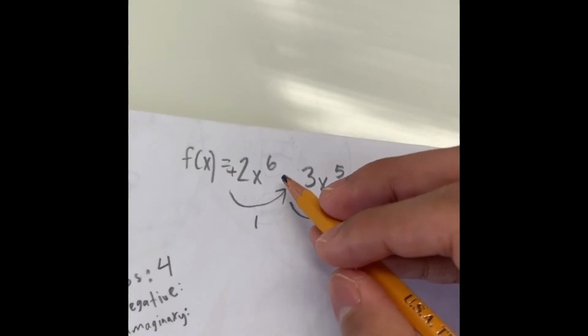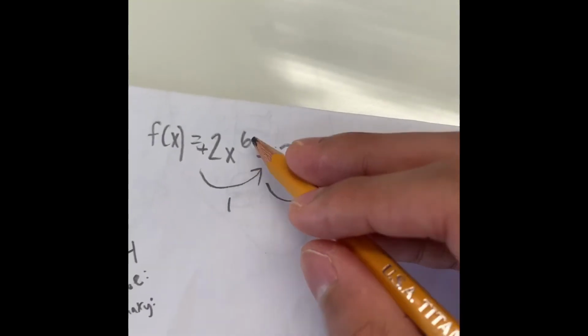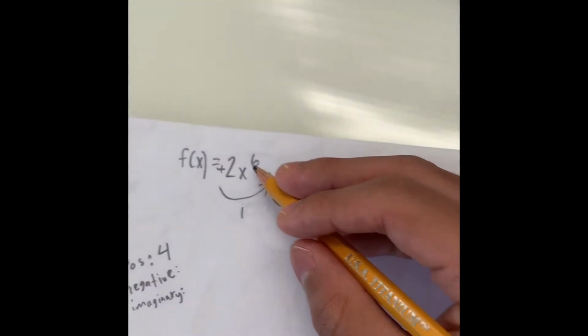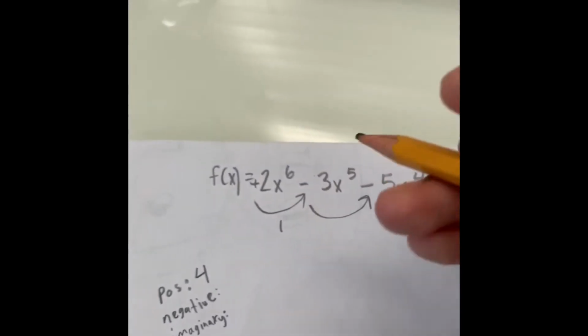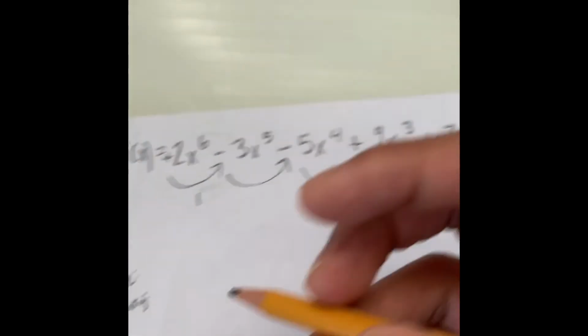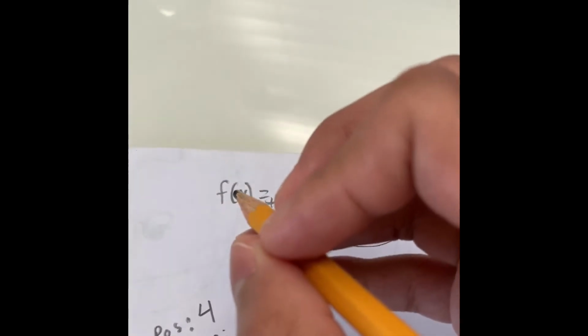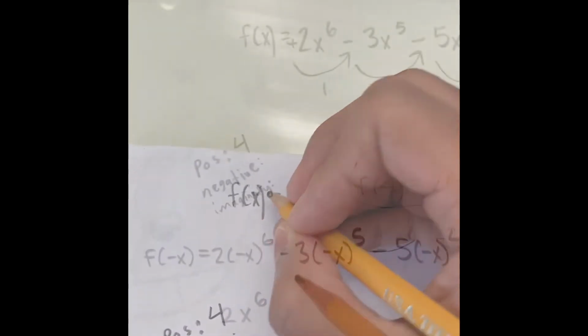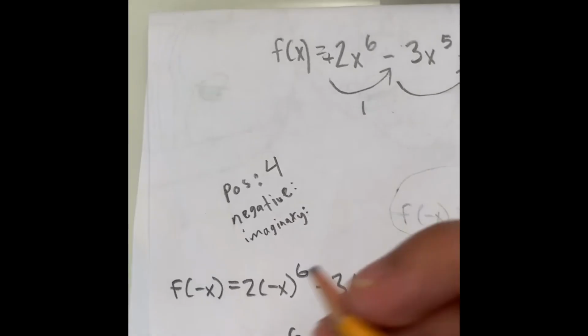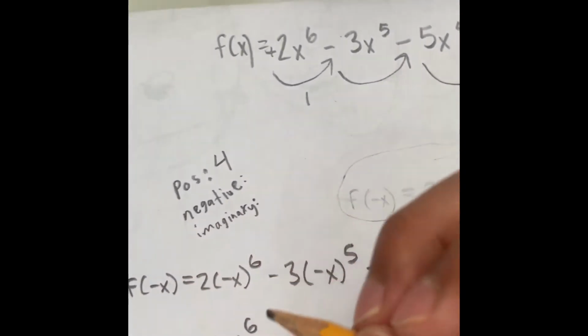So basically, from here, we have 4 positive solutions. And now we look at our degree here. Since our highest degree is 6, that means we have 6 solutions, whether they be negative, positive, or imaginary. So how do we find the negative solutions? Well, to do that, we have to plug in negative x instead of x.